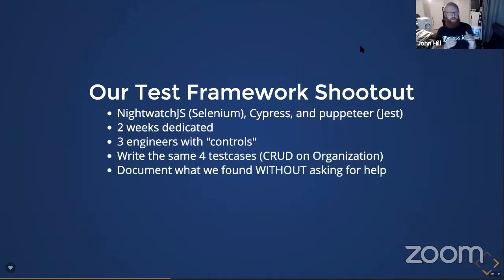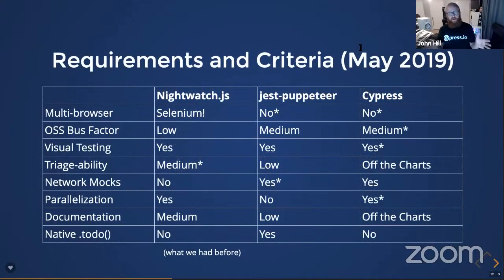In order to do this, we picked 4 test cases on the CRUD, create, read, update, and delete, on an organization, and said, get there. We said, it's going to look like these 4 tests. And then we would do a head-to-head at the end. And in between, we documented what we found along the way without asking each other for help, so that we could see what it's like to be isolated, to see what it's like to work with a framework, and see what the community has done with it. And this is what we came up with.